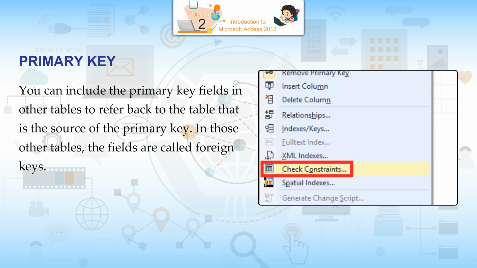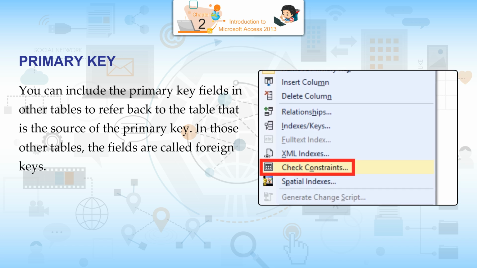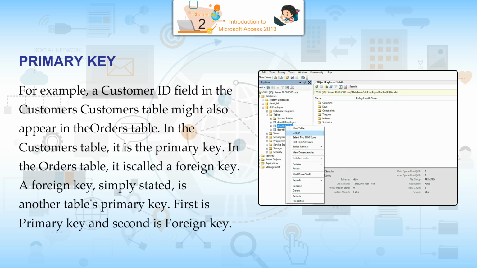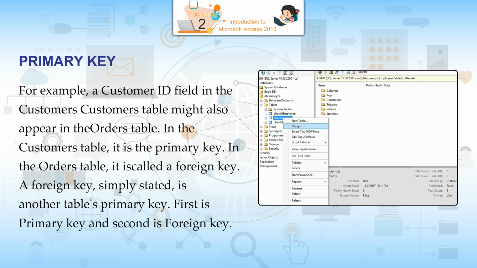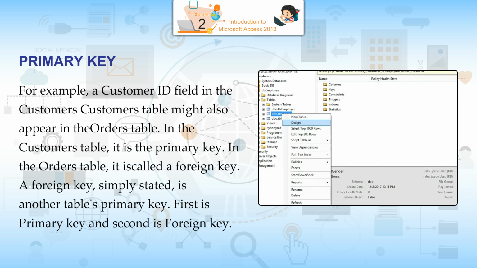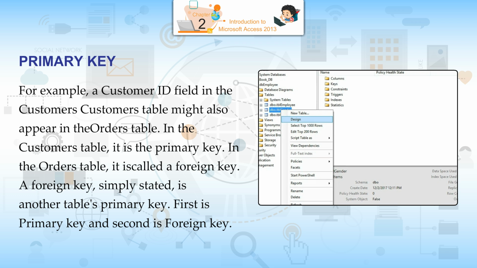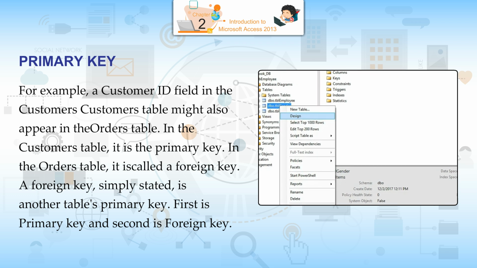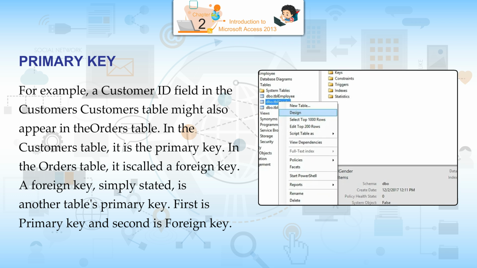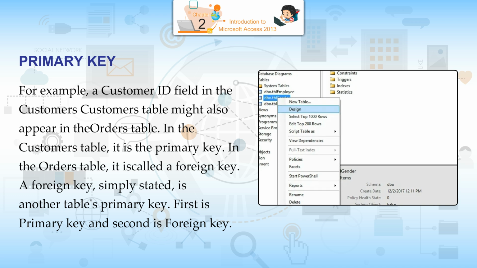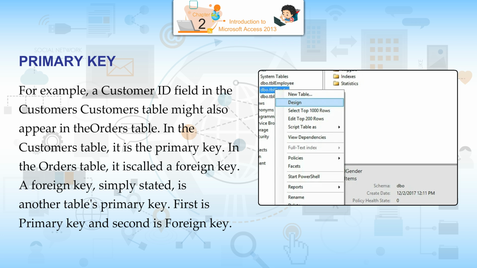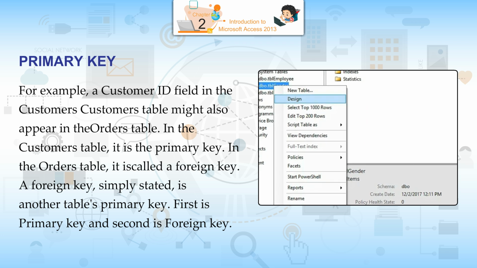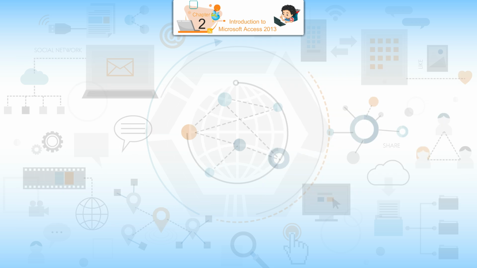In those other tables, the fields are called foreign keys. For example, a customer ID field in the customers table might also appear in the orders table. In the customers table, it is the primary key. In the orders table, it is called a foreign key. A foreign key, simply stated, is another table's primary key. First is primary key and second is foreign key.